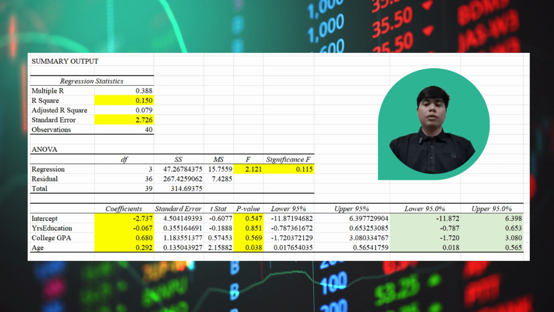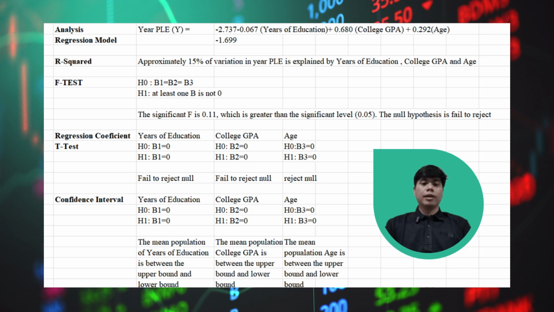We had a sample of 40 field service engineers hired 10 years ago, and we ran a multiple linear regression using the Excel regression tool with years with the company as our dependent variable and education, GPA, and age as our three independent variables. Here's what the output gave us. The regression equation came out to years with company equals negative 2.074 minus 0.067 times years of education plus 0.68 times college GPA plus 0.29 times age.